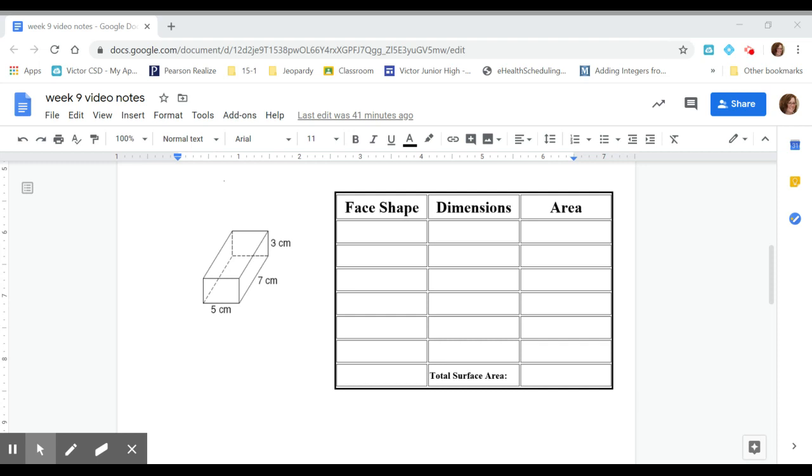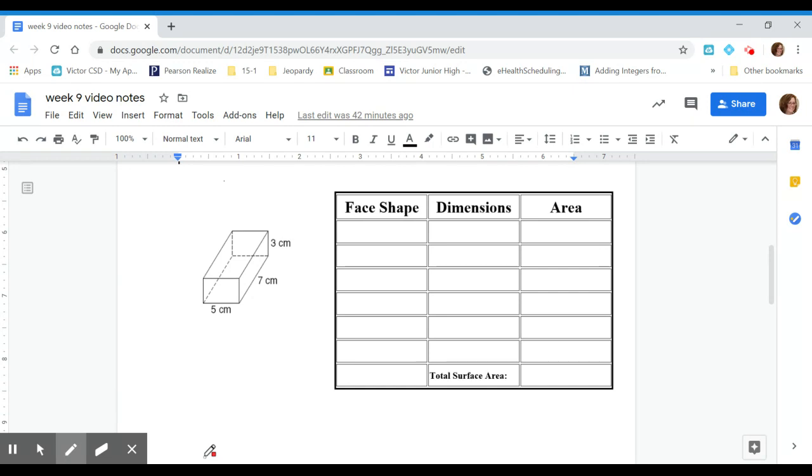For this rectangular prism, we're going to again find the total surface area. So we need to find the area of every single face. I'll do what I did before. I'll go through how to use the table, or if you are just writing this in your notebook, which I suggest you do along with me, feel free to pause at any time.